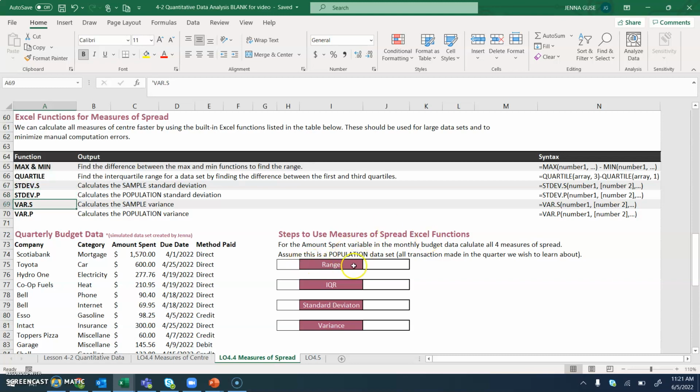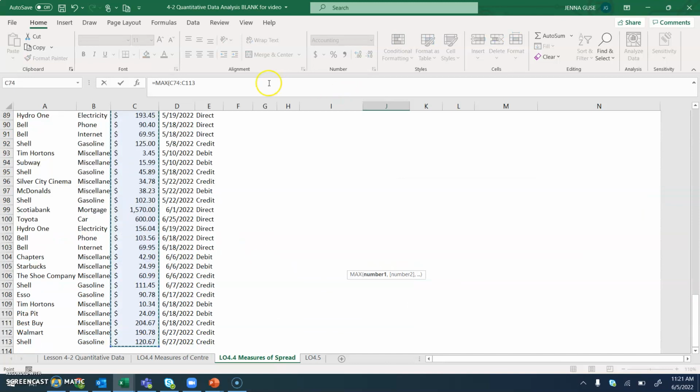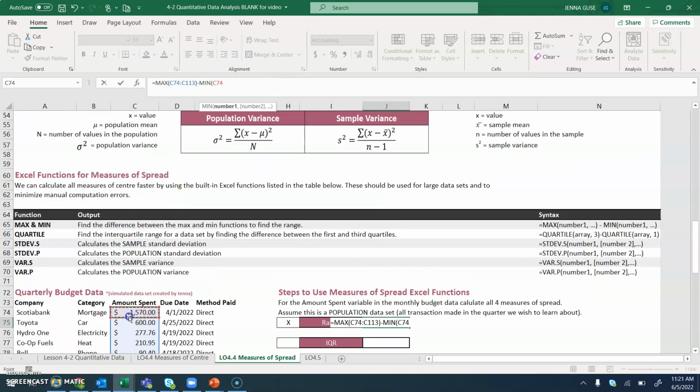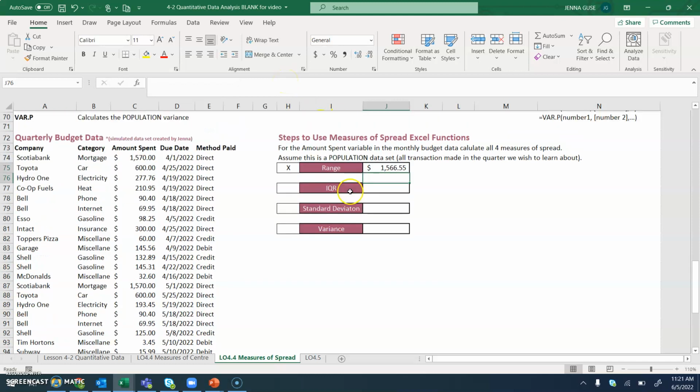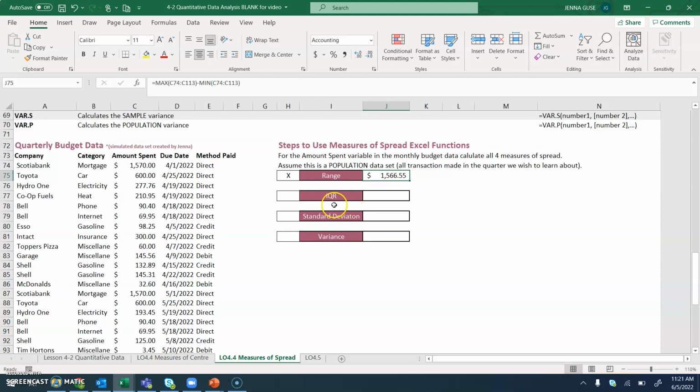Let's look at how we can find all of these measures of spread for our amount spent variable for our budget. We're going to assume this is a population data set for everything you spend money on in a quarter. That's 3 months of the year. So first we're going to do the range, where you literally have to do the max first, so find the maximum amount spent, and minus the minimum of amount spent. Then press enter, and that's going to be your range for the data set.